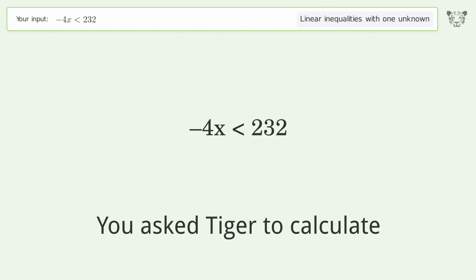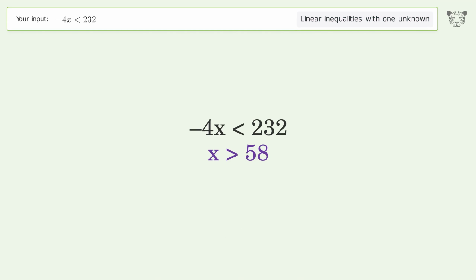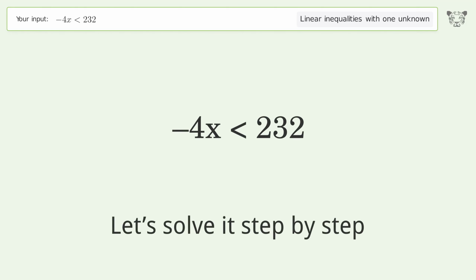You ask Tiger to calculate. This deals with linear inequalities with one unknown. The final result is x greater than negative 58. Let's solve it step by step.